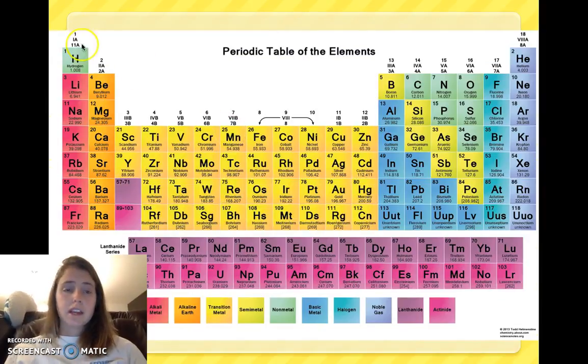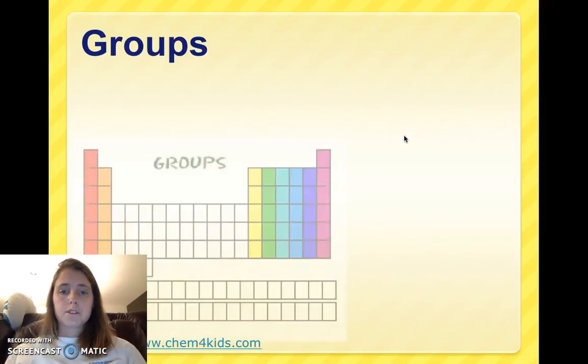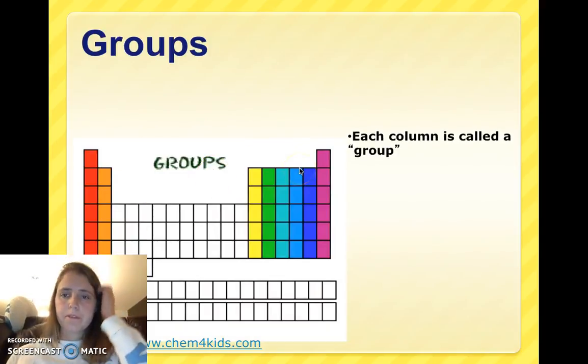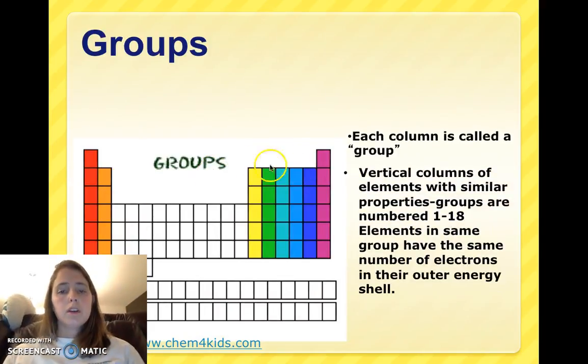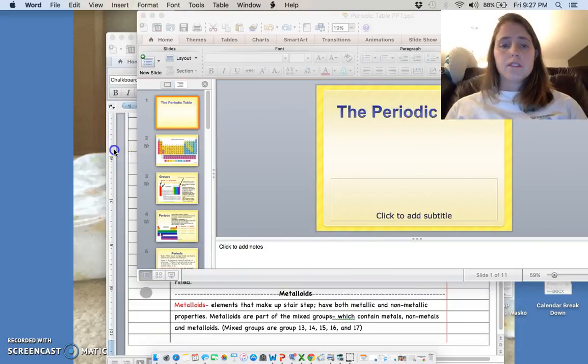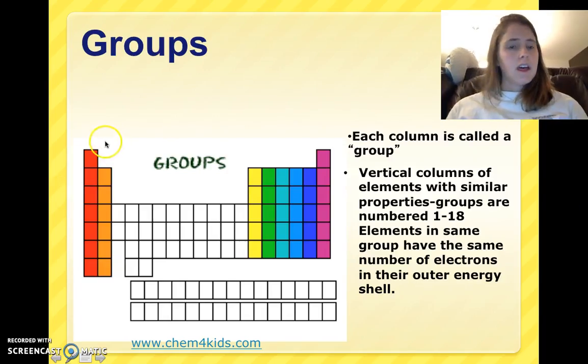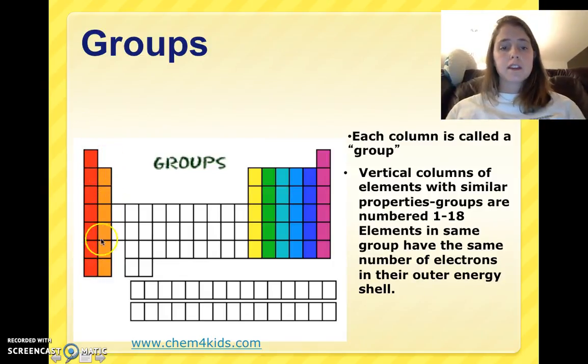So here's the periodic table, okay? They're arranged by groups, okay, and periods. And I'll show you what those look like in a sec. So groups. Each column is called a group. They are vertical, okay, and they have similar properties. So all these guys here have similar properties as everyone else in the group, and all these guys here have similar properties to each other, and so on and so forth.